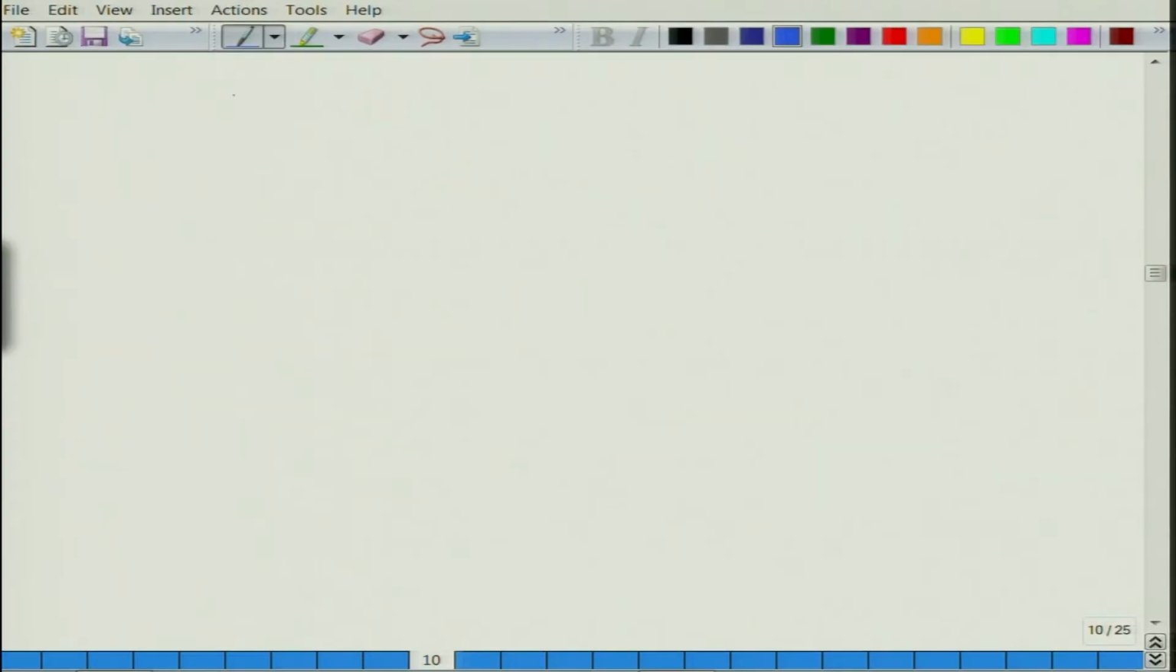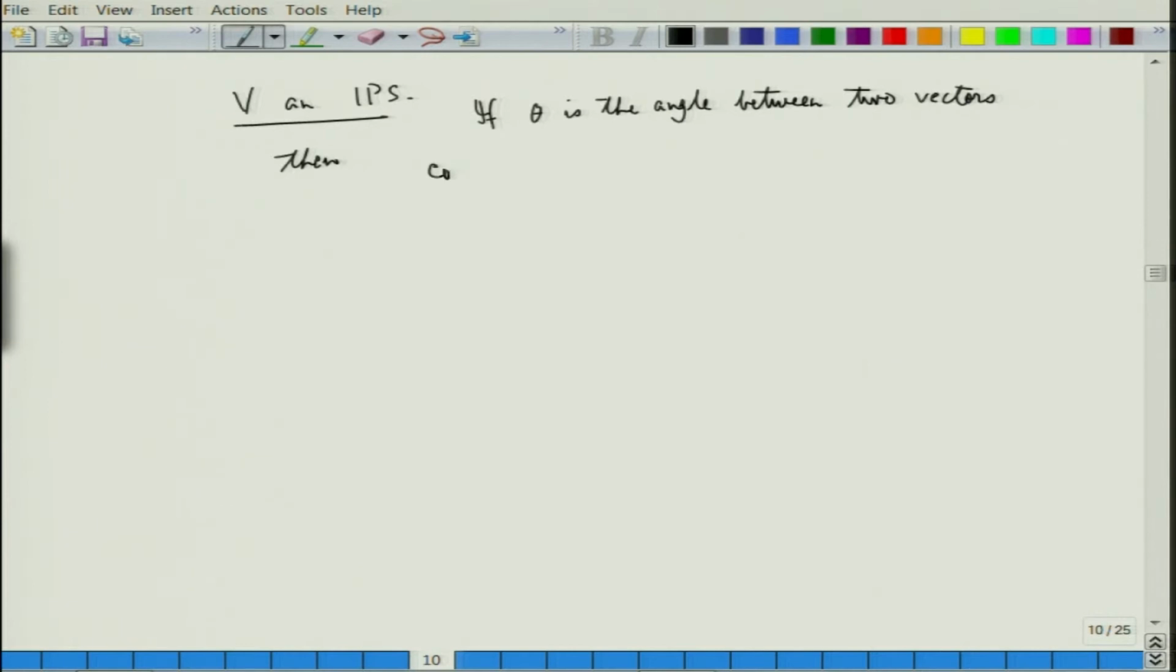Alright, so in the last class I defined what is cos theta. Assume that I have V, which is an inner product space. If theta is the angle between two vectors, then we defined cos theta is equal to the inner product of u and v divided by length of u into length of v. This is what we had done.